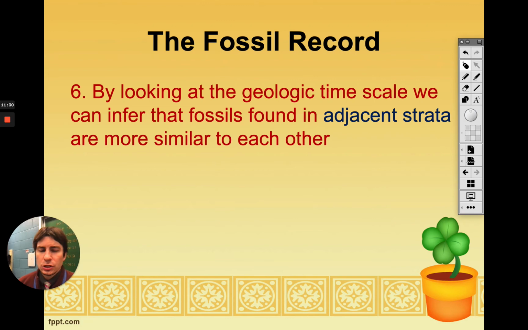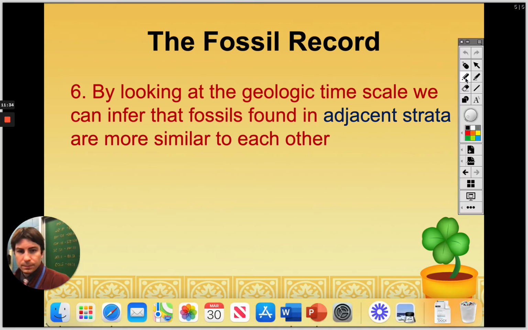Okay. So the other thing we can see from this is if we have a layer of strata, and I'll draw a few different layers here.